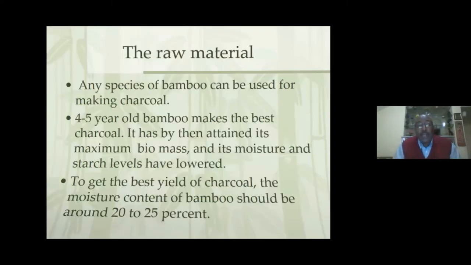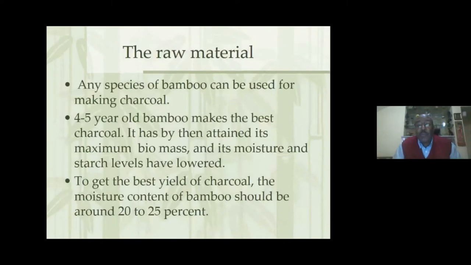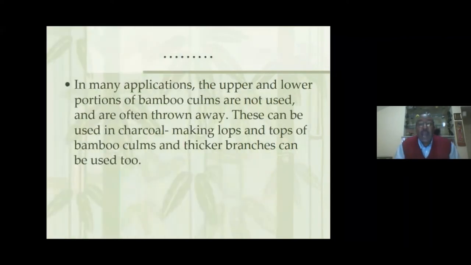The raw material. Any species of bamboo can be used for making charcoal. Four to five year old bamboo makes the best charcoal. It has by then attained its maximum biomass and its moisture and starch level have lowered. To get the best yield of charcoal, the moisture content of the bamboo should be around 22 to 25%.